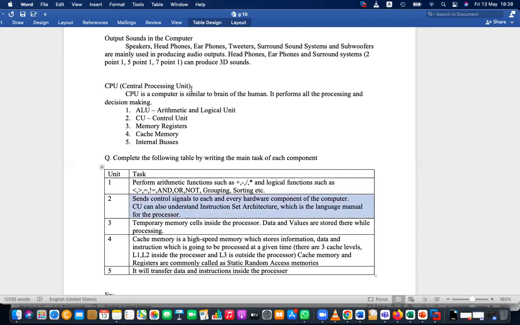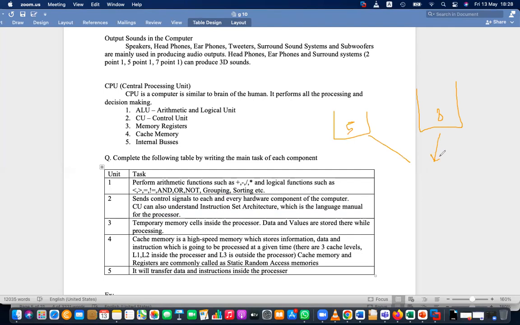Actually, to do the operation, you need temporary cells, temporary memory locations. For example, think that you are adding two numbers. You want to add number 5 to number 8, and you want to store the answer. So 5 plus 8 is 13. To do that, you need temporary locations. 5 will be kept in one memory location, 8 will be kept in another memory location. Then the addition will be the instruction. 5 plus 8 is 13, and 13 will be kept in another memory location. These memory cells are called memory registers.